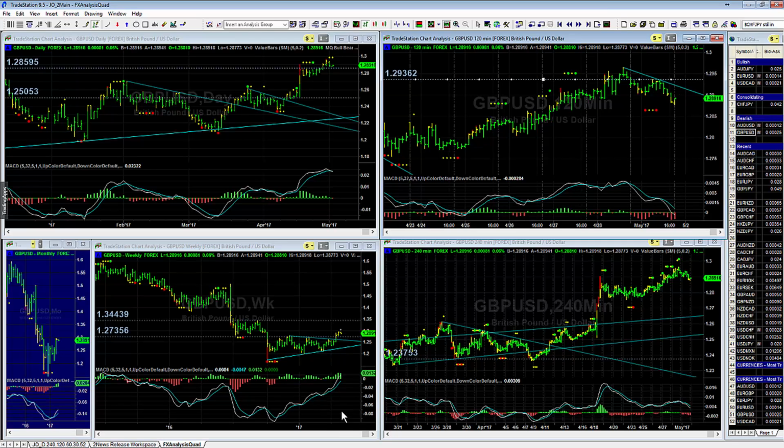trend here. But we're looking pretty bullish on the weekly, and until these last couple of days, we were looking pretty bullish there. So let's see what happens if this is a short-term pullback and then run back up.